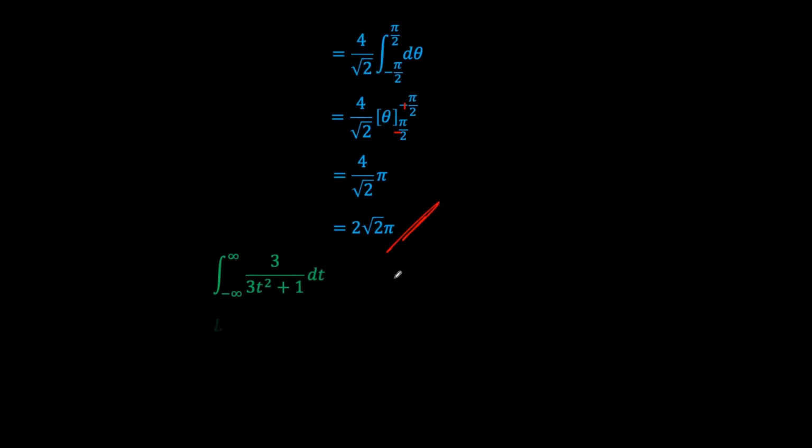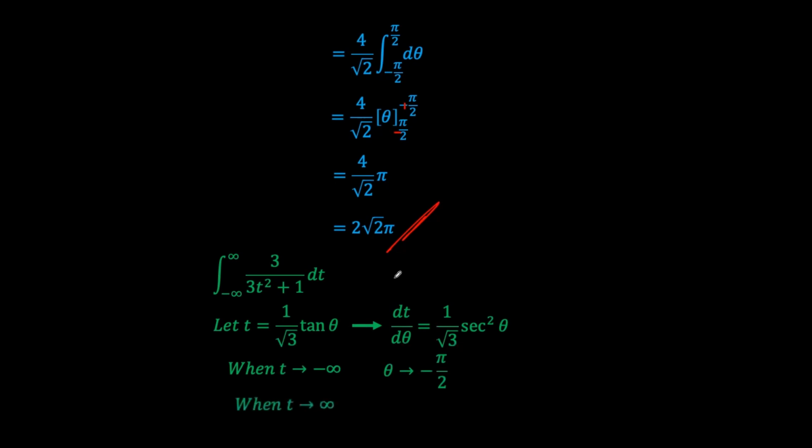The green integral, we can let t equal 1 over root 3 tan theta, such that dt d theta is 1 over root 3 sec squared theta. And so essentially dt is equal to 1 over root 3 sec squared theta d theta. And then when t tends to negative infinity, theta tends to negative pi over 2. When t tends to infinity, theta tends to positive pi over 2.